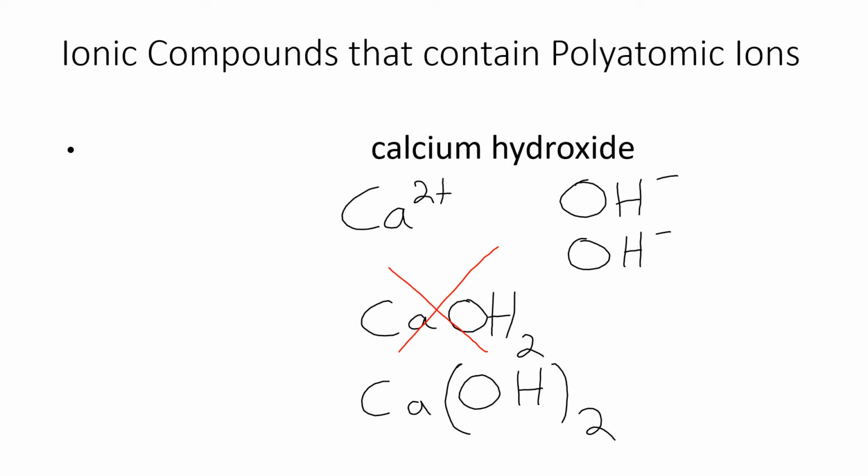Now you can see what we had before, the incorrect way of doing it. Now it's very clear what we have. We have 2 hydroxide ions in here. So anytime you have more than one of those polyatomic ions, you need to use parentheses in order to clearly indicate that. The subscript goes outside of the parentheses.